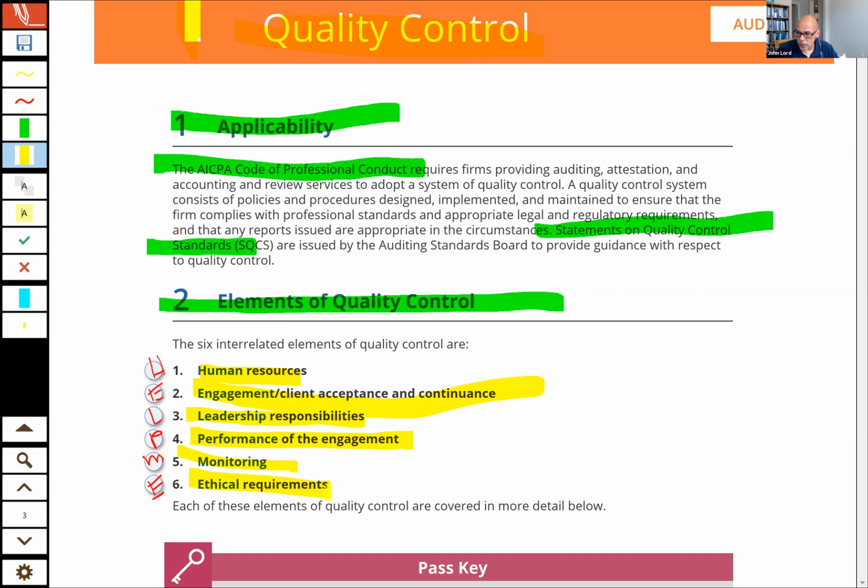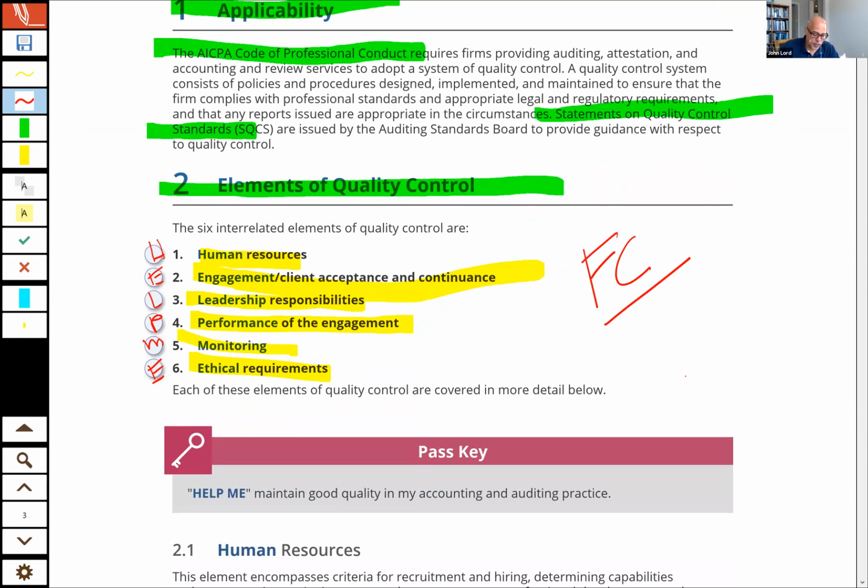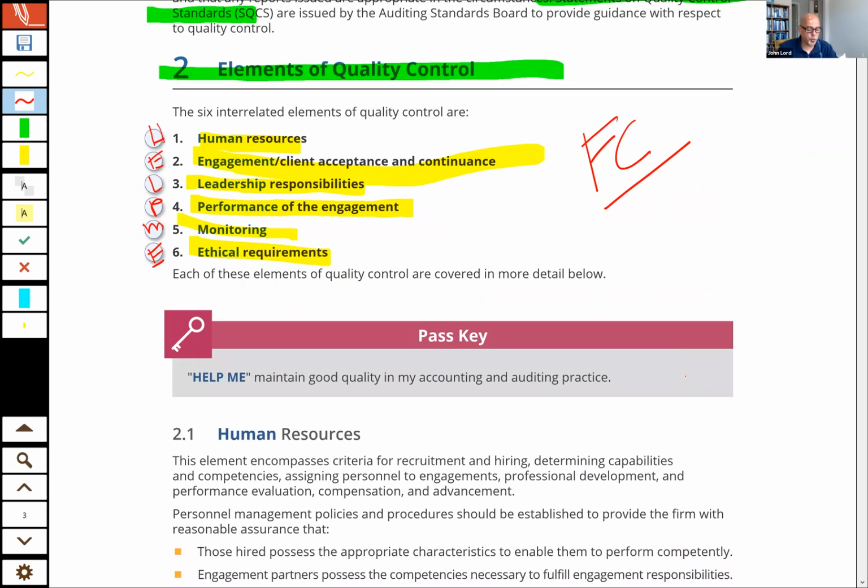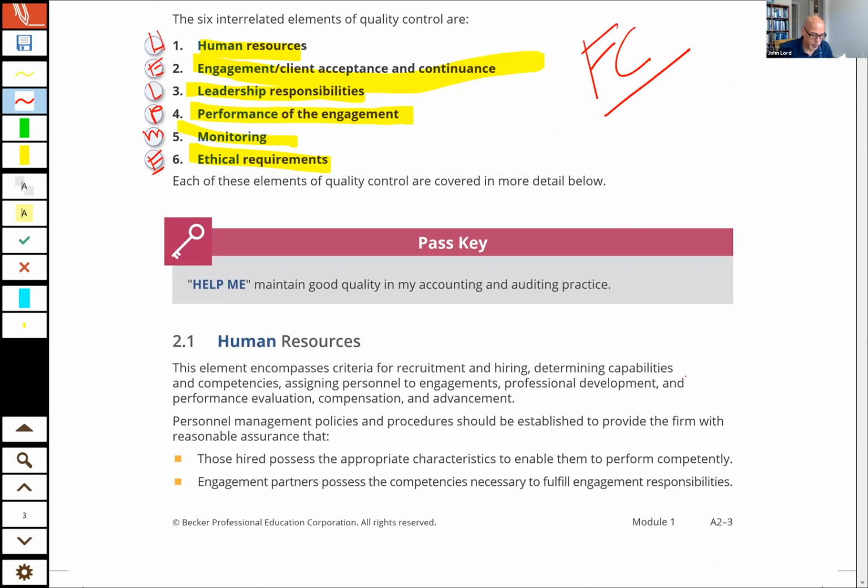I'm going to call out a series of flashcards for you, and you're going to want to make those flashcards so that you get a couple multiple choice questions on this. You will keep this area as easy as it is. So go ahead and start out by flashcarding the elements of the quality control following that HELP ME mnemonic.